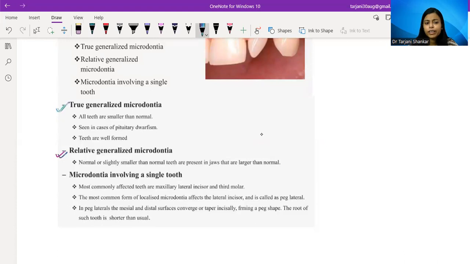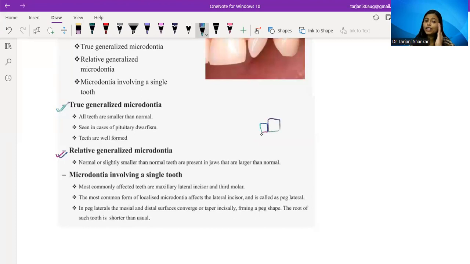Next, we have relatively generalized microdontia. As the word suggests, it is normal or slightly smaller than normal teeth that are present in jaws that are larger than normal. So what happens in relatively generalized microdontia? Usually the teeth are a little bit smaller, right? Not very small, but the nearby teeth are actually big.